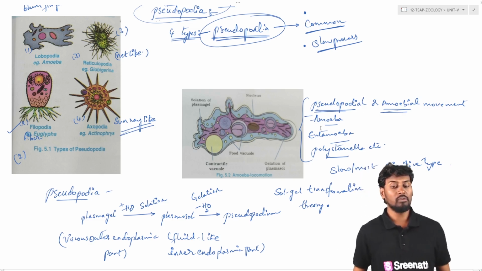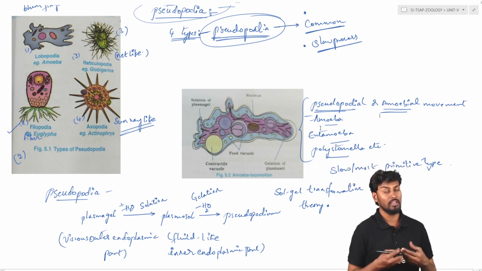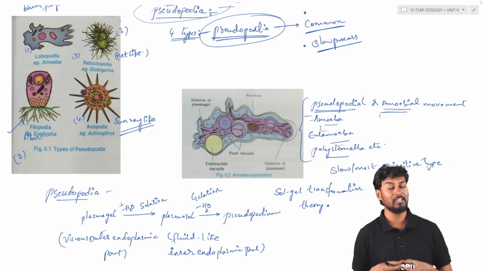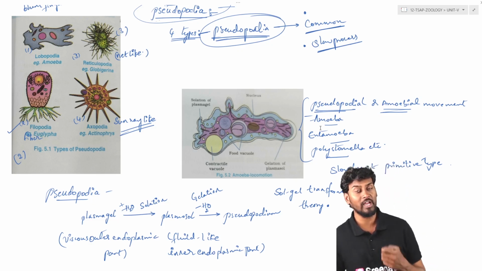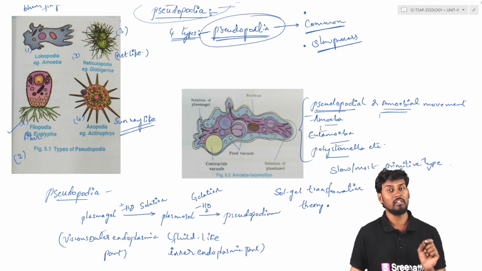We can also say that this pseudopodia, the false foot extension, is a common thing. But behind it there are a number of theories. The major theory, which is widely accepted, is called the sol-gel transformation theory. Sol is a semi-liquid form, and a semi-solid form is called gel. The sol-gel transformation theory is the one that gives a very proper explanation about pseudopodia.